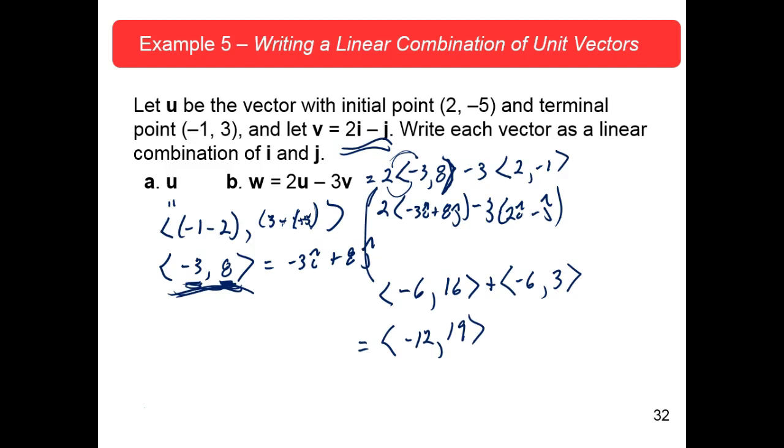Now, that's in component notation. It said write that as a linear combination of i and j, and what would that be? You write it as -12i plus, no, yeah. You see, in this notation, you write it plus or minus, okay? Plus 19j. Okay, that's it. The first one was -3i plus 8j, and the second one is -12i plus 19j.